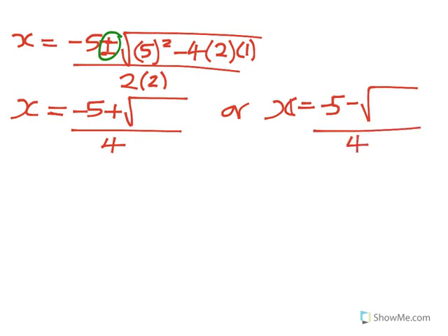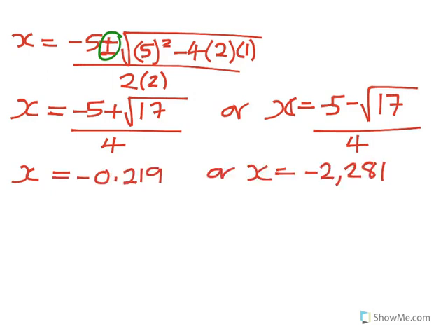Now what is inside the square root sign when you use a calculator? You get that as 17. So you're going to get x is equal to, if you use a calculator, you still get back to the previous answers that we got.